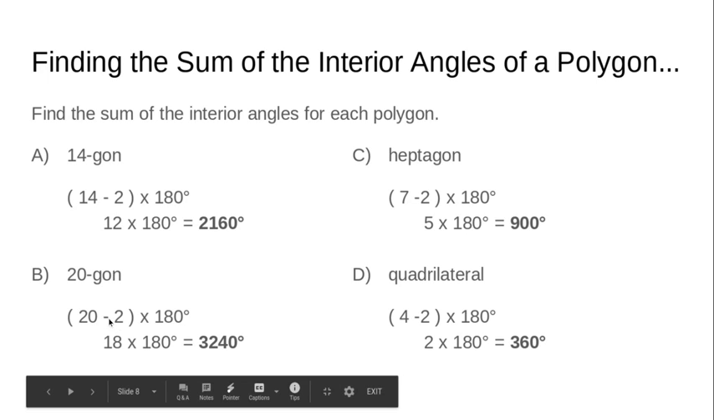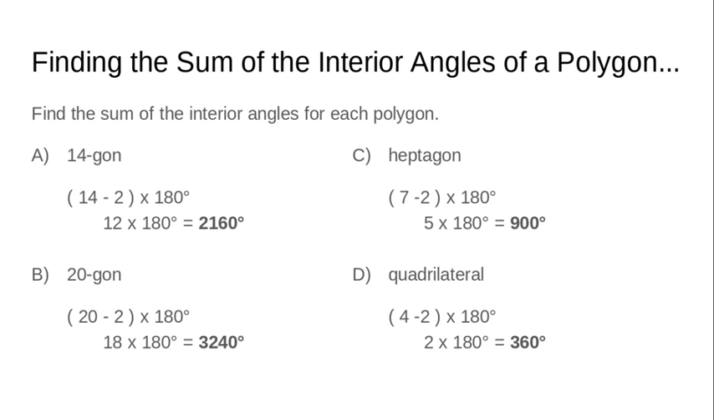In a 20gon, so a 20gon has 20 sides. So we'd start with 20 minus 2, which is 18. 18 times 180 is 3,240. So all the angles of a 20gon would add up to 3,240.